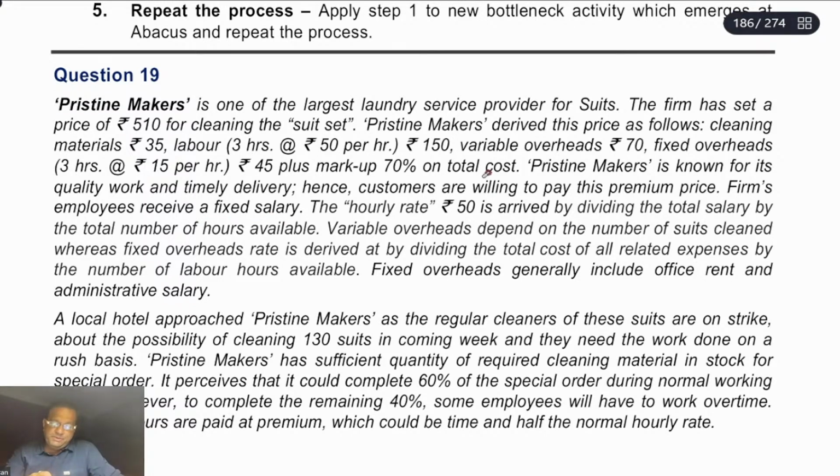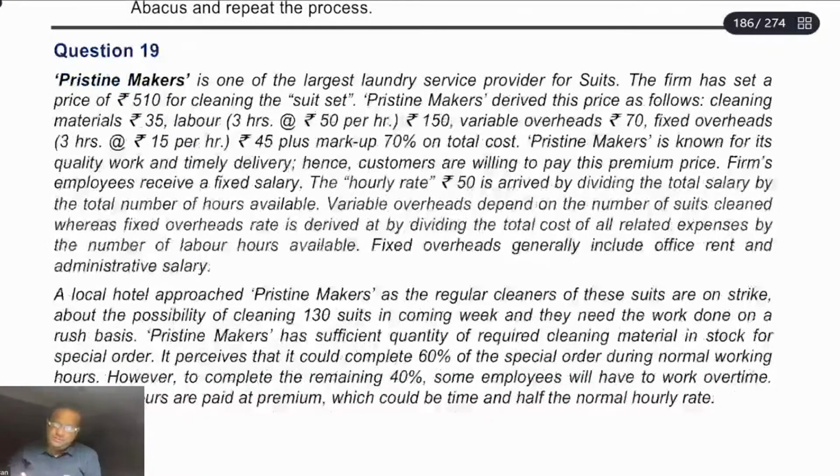Variable overhead is rupees 70 and it is clearly given. It depends upon the number of foods cleaned. And fixed overhead is based on labor hours, total fixed overhead divided by total labor hours. So it derives the total recovery rate per labor hour and they add a 70% markup. Fixed overhead components are generally office rent and admin salary.